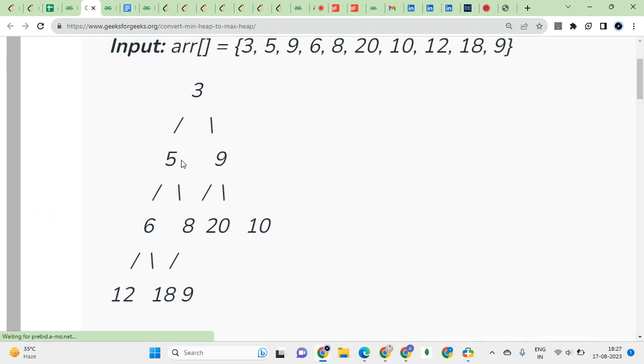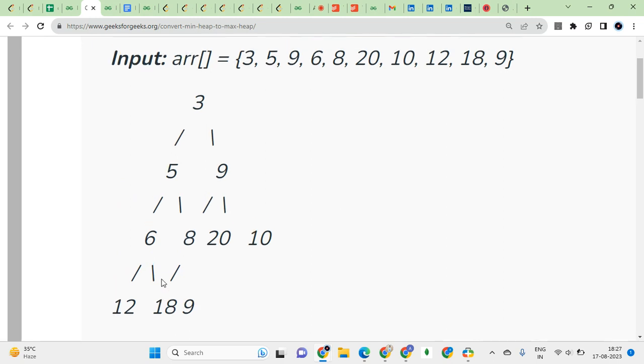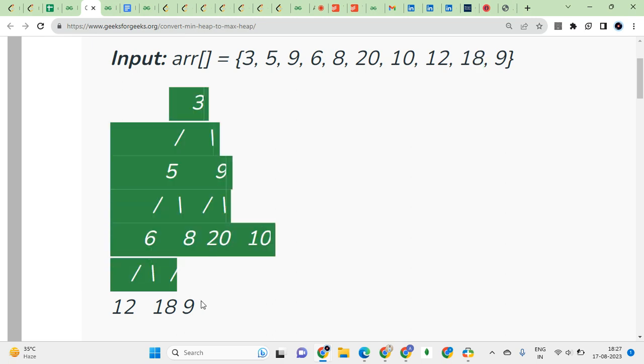So if this is 3, 5, 9, as I said, first we go down till the leaf nodes, and all the leaf nodes are fine by themselves. So 12, 18 comes up, and 8 has a child 9, right? 6 has a child 18, and 8 has a child 9. So 18 comes up. Then 5 and 8. Who has these children? 8, 5 or 9. This is so messed up.